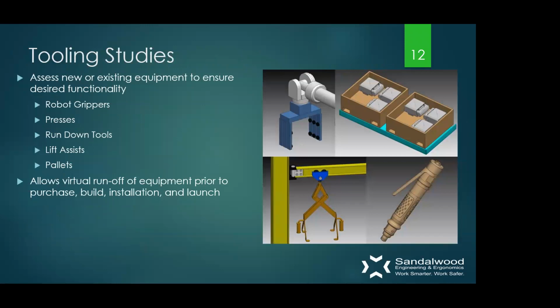More specifically, some of the certain kinds of studies that we do, a lot of tooling studies, right? So this could be for any kind of equipment that's going to ultimately end up on the plant floor. Those would be things like robot grippers, presses, rundown tools, lift assist, the pallet that the assembly is traveling on. We can even take a look at material handling items. Ultimately, we want to virtually run off this equipment before we purchase it, build it, install it, and launch it, and ultimately find that there's an issue, right? Again, we want to catch and resolve these issues as early and as upfront as possible.